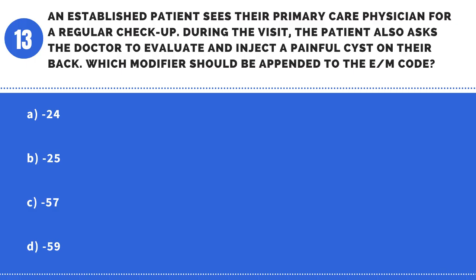Question 13. An established patient sees their primary care physician for a regular checkup. During the visit, the patient also asks the doctor to evaluate and inject a painful cyst on their back. Which modifier should be appended to the E/M code? A. -24. B. -25. C. -57. D. -59.